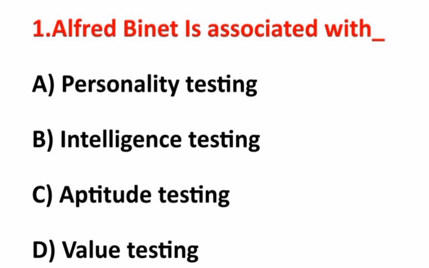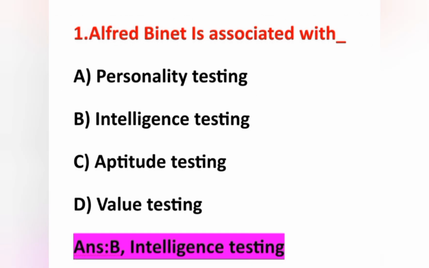Options are option A personality testing, option B intelligence testing, option C aptitude testing, option D value testing. Your question is Alfred Binet is associated with. That is the question. So the correct answer is option B intelligence testing. Alfred Binet was the first person who developed the intelligence test. So option B intelligence test is the correct answer.